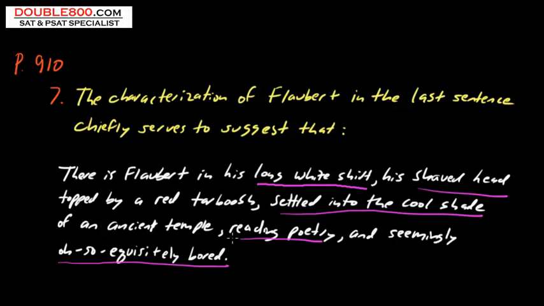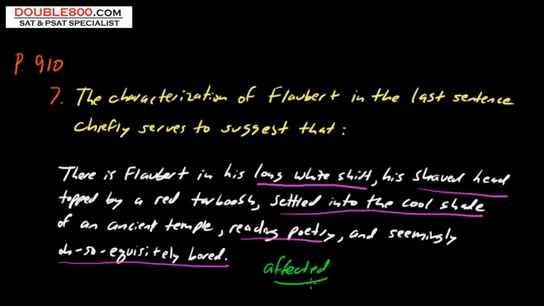D is out. How about Flaubert found Egyptian climate oppressive or harsh? Nothing to do with this last sentence. B. Egypt inspired Flaubert to write. Again, we don't have any evidence of that. You can't make that inference. And the first choice, which is the answer, excuse me, is Flaubert had an affected manner.